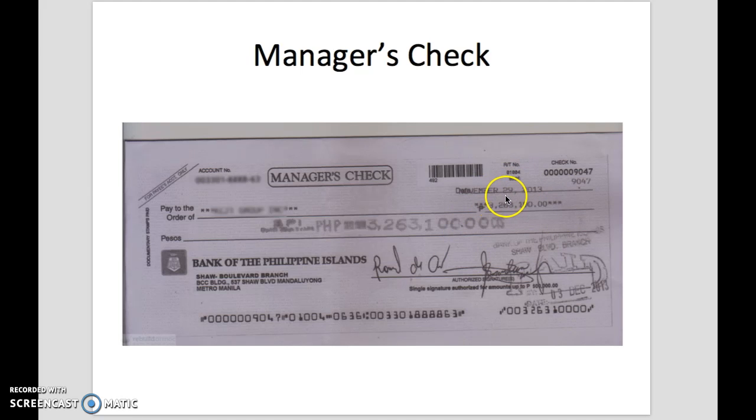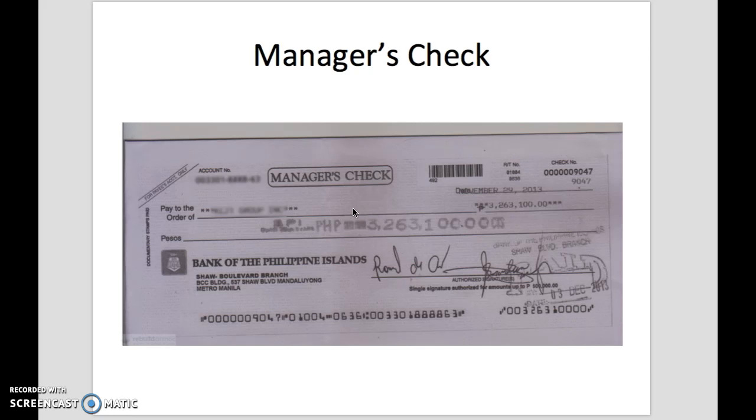The manager checks if I have about 3,263,100 or more pesos in my savings. And if the manager sees that I have more than enough or about enough to pay Clark Kent, then the manager will prepare the manager's check and ask me to sign here, and then address this to Clark Kent. And usually the bank charges about 50 pesos.